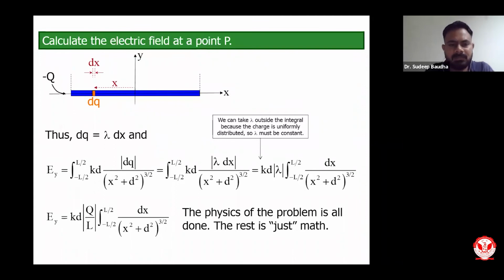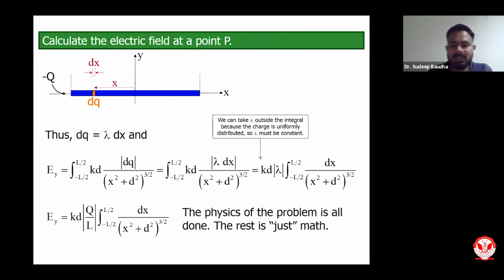So we have done the physics part over here. The physics part is done. We have discretized the geometry. We have got various components. So that's all from the physics point of view. Now the only thing which is remaining over here is to find out the mathematical calculations of this equation. Meaning to say we have to integrate it across the rod.